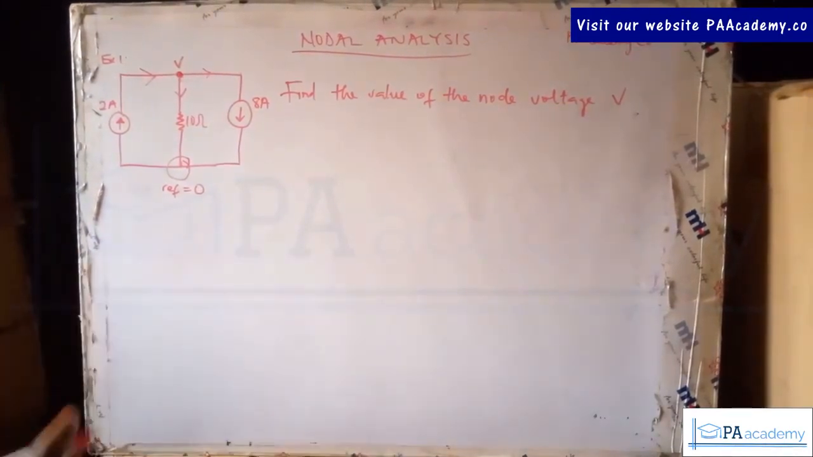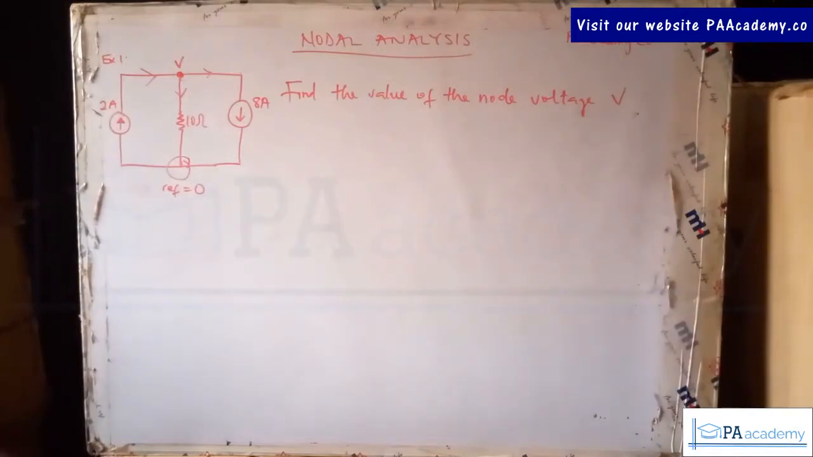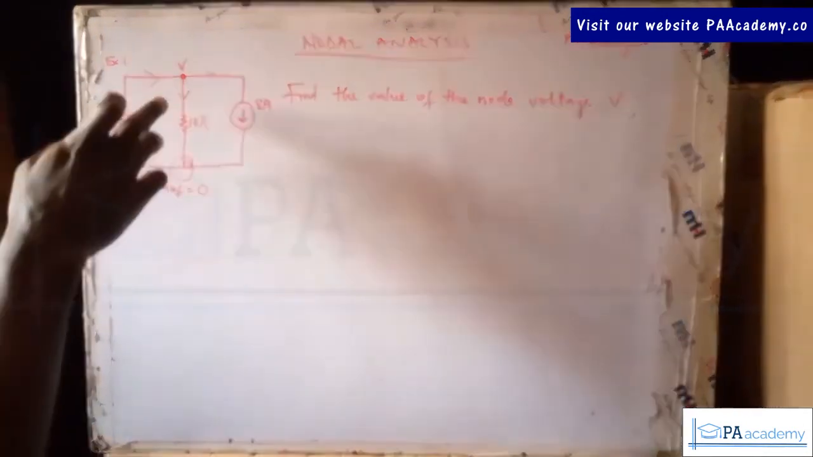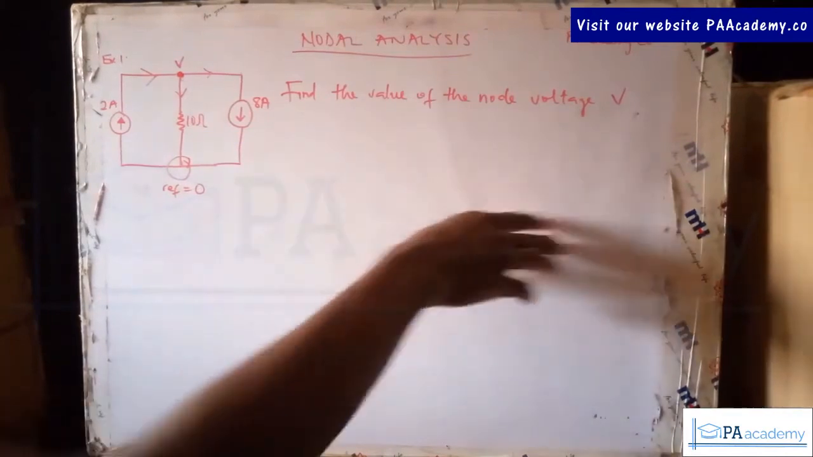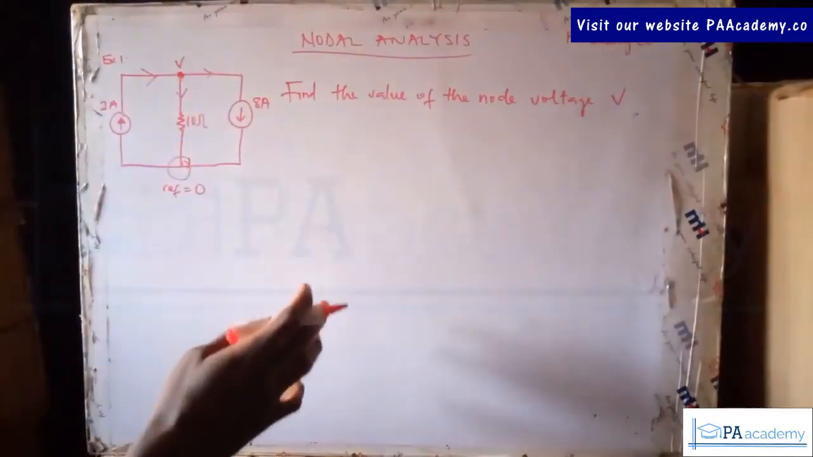Alright, now that you've picked your direction, the next thing for us is to apply Kirchhoff current law to the nodes. Right here we have just one node, so we are going to apply Kirchhoff current law to this particular node. Don't forget, we are looking for the voltage at this particular node. So what do we do? I'm going to analyze this circuit like this.